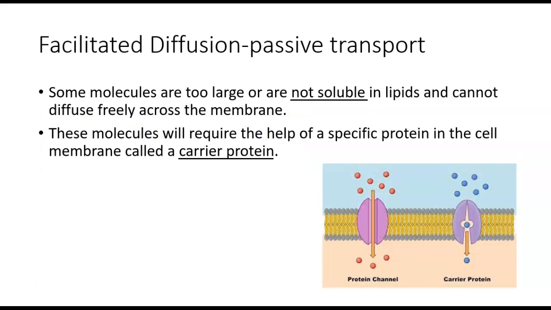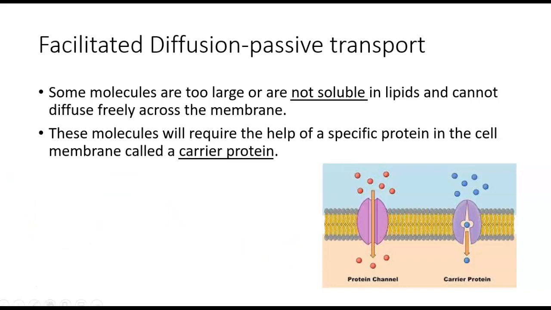So we've talked about some forms of passive transport in osmosis and diffusion. Next, we need to talk about other types of passive transport, like facilitated diffusion. So if you're facilitating something, you're helping, right? So again, it's a type of passive transport, it does not require energy. Some of the molecules are too large or not soluble, meaning they cannot dissolve in lipids and they cannot diffuse freely across the membrane.